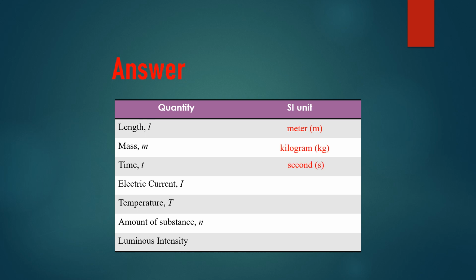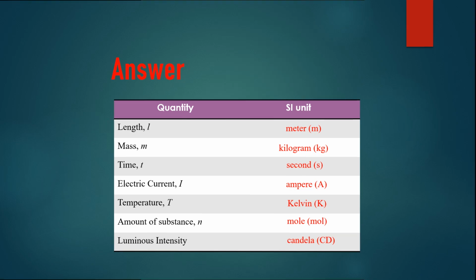The mass should be in kilogram, and time will be in second. Electrical current should be ampere. The temperature should be in Kelvin. It's not Celsius, it's not Fahrenheit. Do keep in mind that it's in Kelvin. The amount of substance is mole. The luminous intensity is known as the candela.